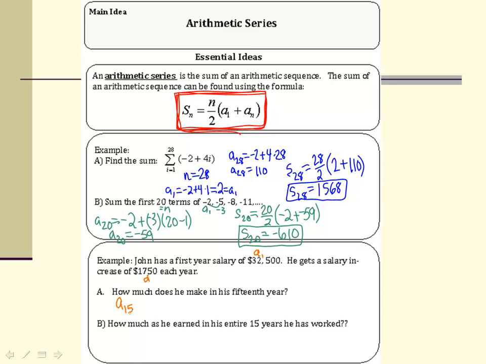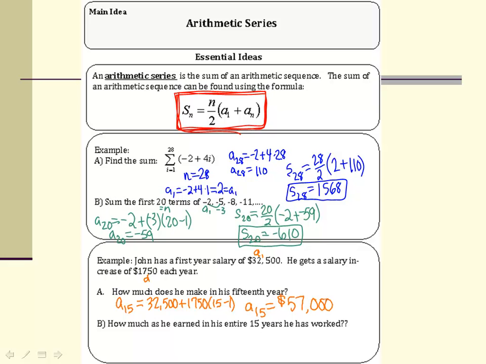So a sub 15 equals, let's use our formula from the other column again, a sub 1, which is 32,500, plus my constant difference, which is 1,750, times the quantity n minus 1, n is 15, minus 1. So if we simplify that, you'll find that a sub 15, you should put this in your calculator and make sure you can use your calculator correctly. a sub 15 equals $57,000.